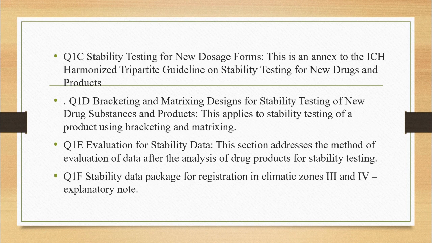Q1C, stability testing for new dosage forms. This is an annexure to the ICH harmonized tripartite guideline on stability testing for new drug substances and products. Q1D, bracketing and matrixing designs for stability testing of new drug substances and products. This applies to stability testing of a product using bracketing and matrixing.